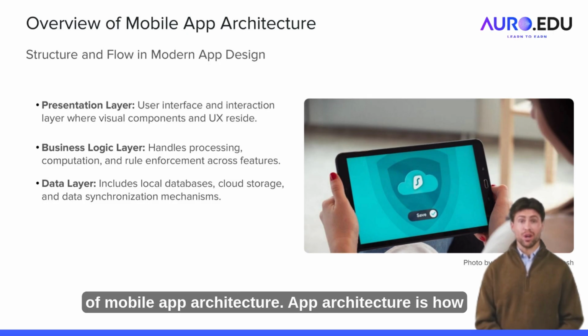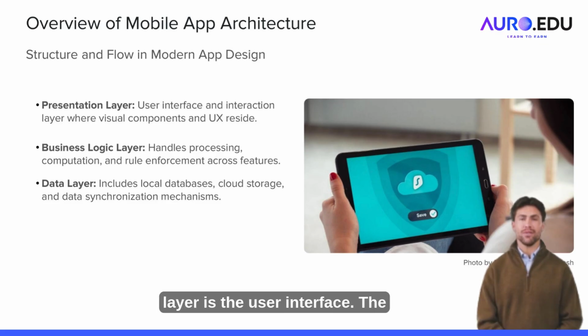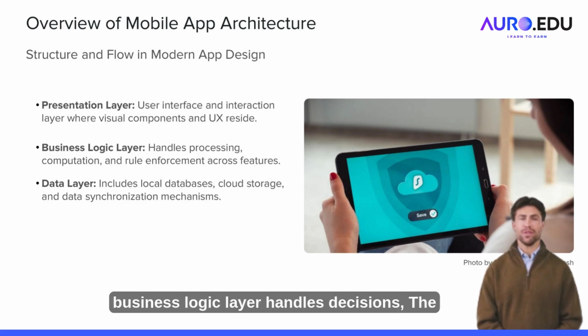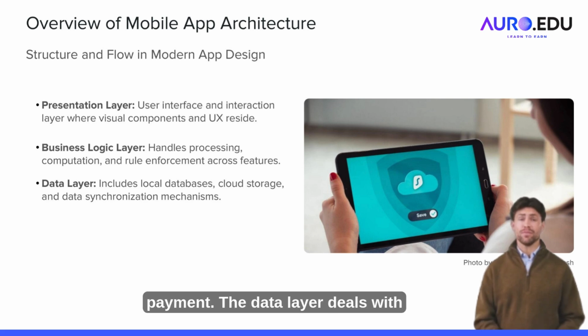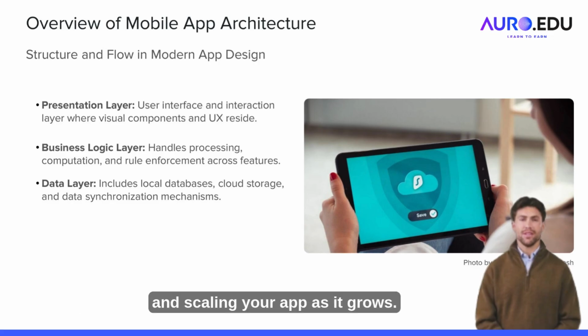Overview of mobile app architecture. App architecture is how you organize the parts of your app. The presentation layer is the user interface. The business logic layer handles decisions, like checking if a user is logged in or verifying a payment. The data layer deals with databases and APIs. Keeping these layers separate helps with testing, debugging, and scaling your app as it grows.